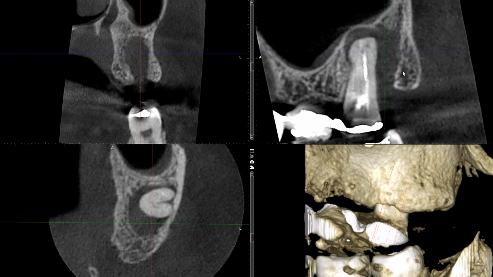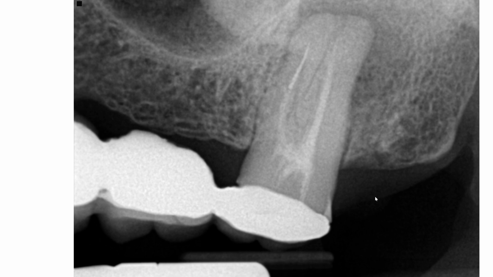So knowing how big this defect is, how do we make sense of that on a two-dimensional image? Sure looks like there's a lot of bone here. Sure looks like the alveolar crest is intact.